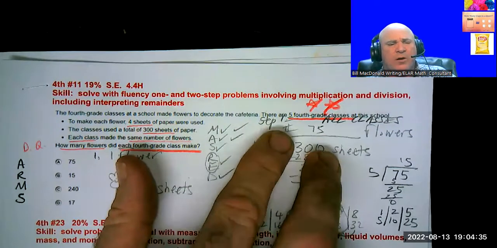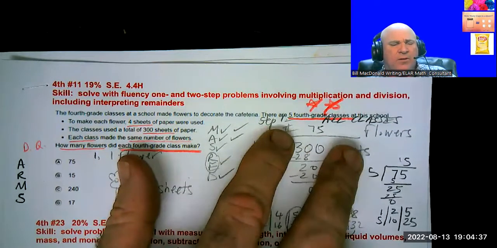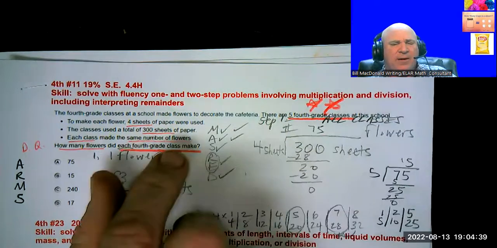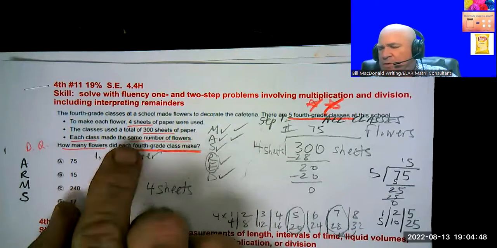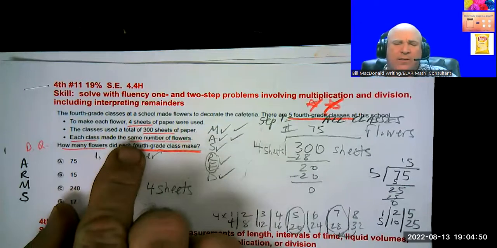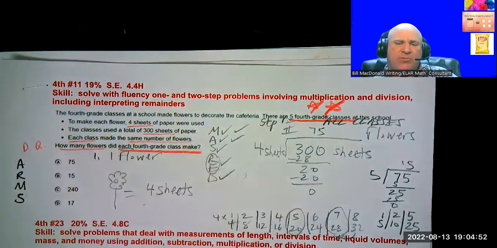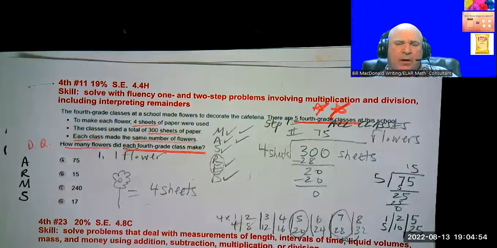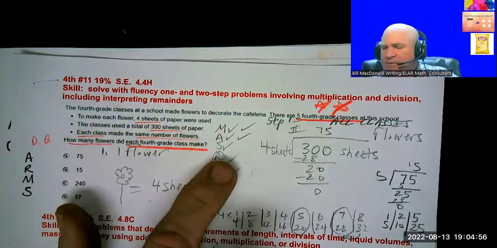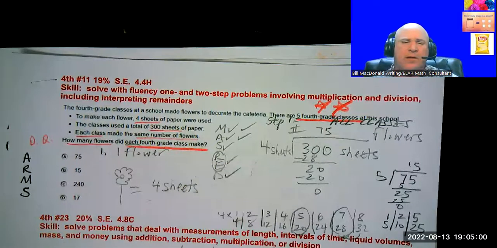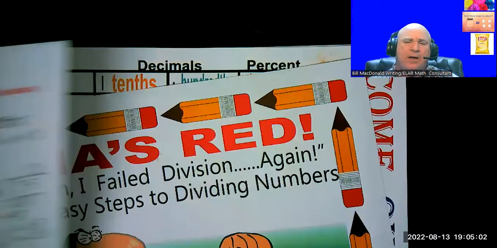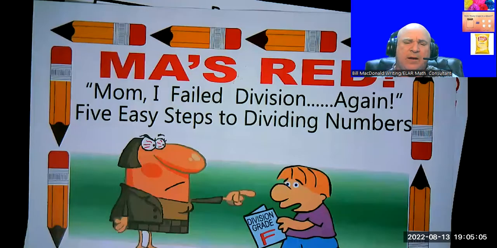And this is where most of your kids got it wrong, because you can see the answer A, 75, is there, but that's for all 5 classrooms. They weren't asking for all of the classrooms, they were asking for one classroom. So one of the things that I have written here is Ma's red. My mom gets very red when I fail division. So I came up with this acronym several years ago to help kids learn a way to study division. You can see he got an F.